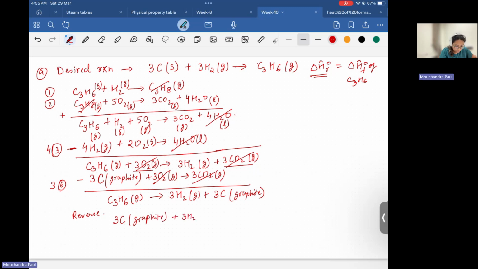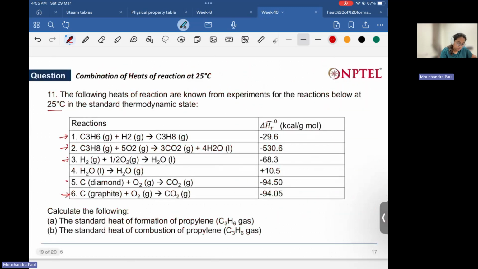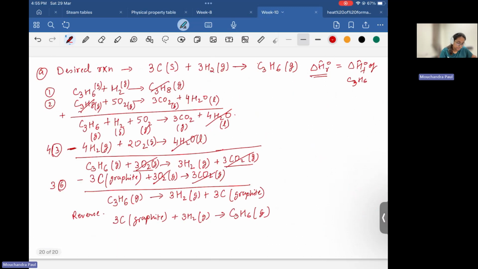Plus 3H2 gives C3H6. So this is the desired expression. In order to get this desired expression, we had done some addition and subtraction steps among the reactions. So you have to do that with the heat of reactions that is given here.